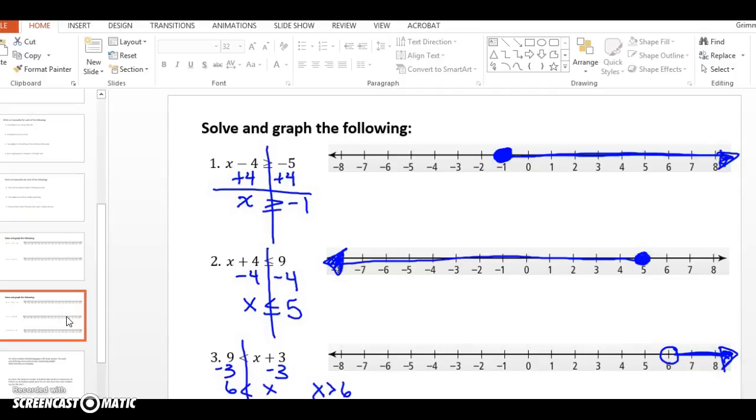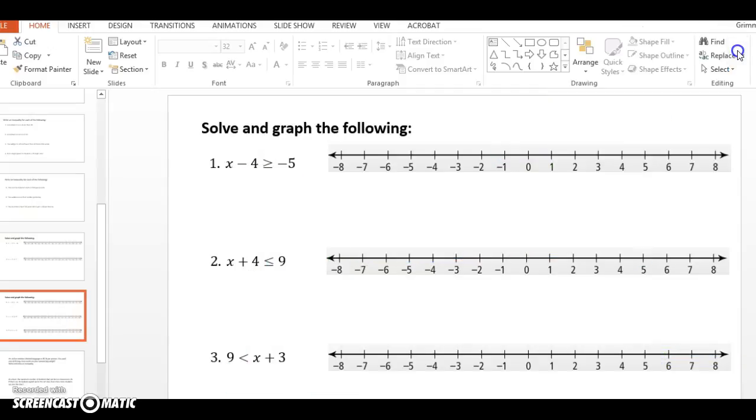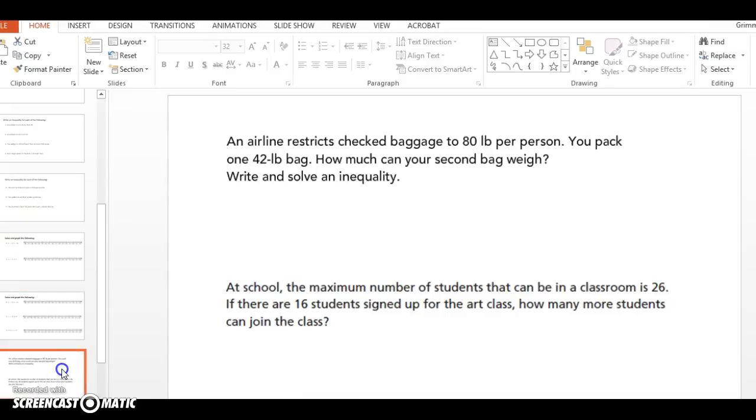Let's look at word problems on this one. An airline restricts checked baggage to 80 pounds per person, which, by the way, isn't true anymore. It's 50 now, so we could change it if we wanted. You pack one 42-pound bag. How much can your second bag weigh? Write and solve an inequality.